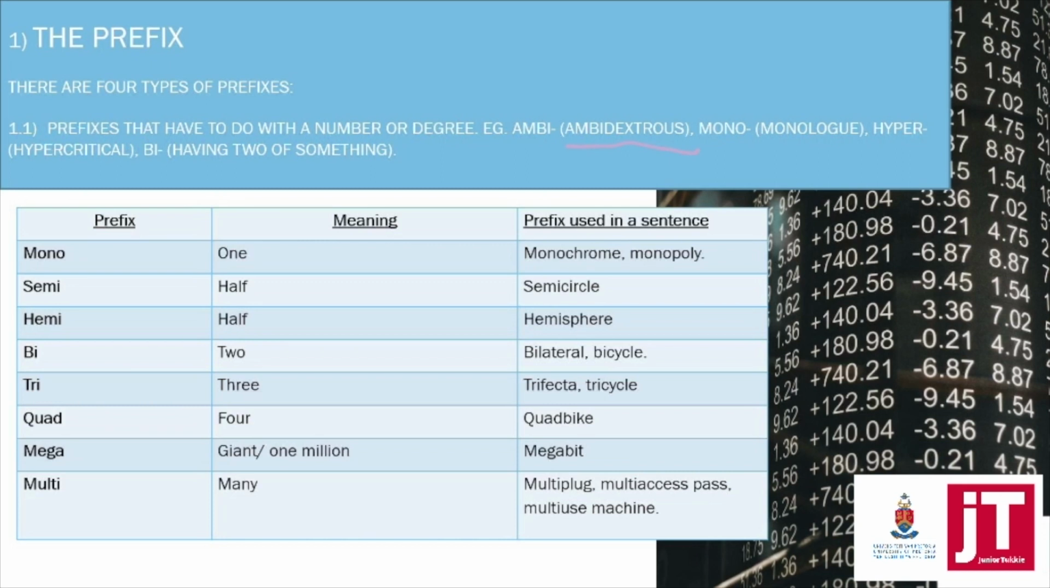Okay, so let us go and take a look at the table below and see if we can study these right now. Okay, mono means one. Monochrome means it is just one color. There's absolutely no shades of other color. And monopoly means if you have the monopoly of something, right?